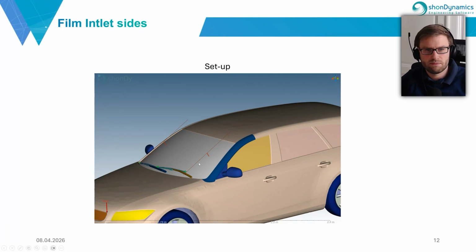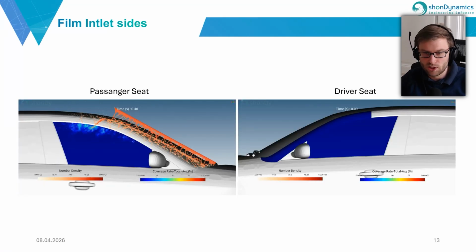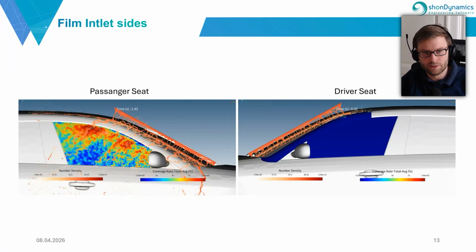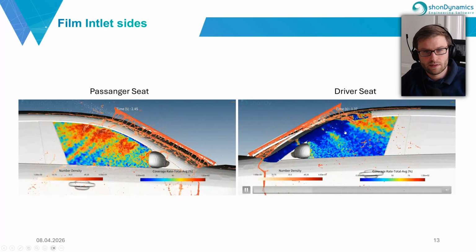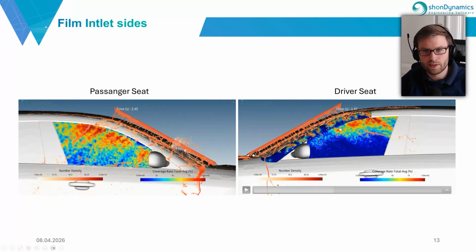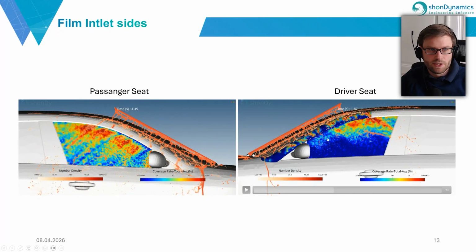The next setup is, if you don't want to simulate a whole rain inlet and just want to know, okay, what happens if I just put a film inlet near the A pillars on the driver's seat and on the passenger seat, and put a lot of water there, what happens here? This simulation is much faster, and you can directly put water there. So shonDye gives you the freedom to do also these kinds of cases and these kinds of fast simulations, and then you can compare directly the driver seat and passenger seat.